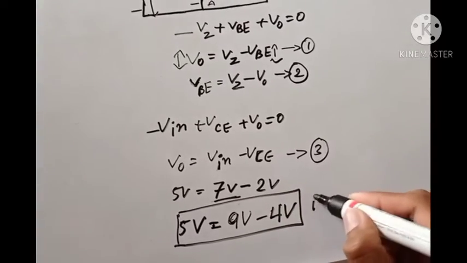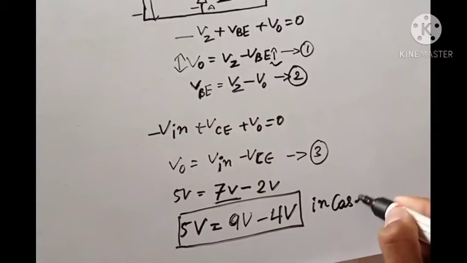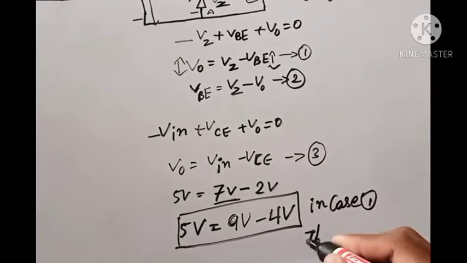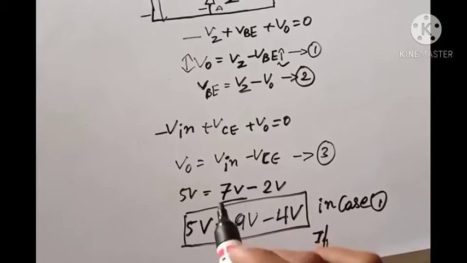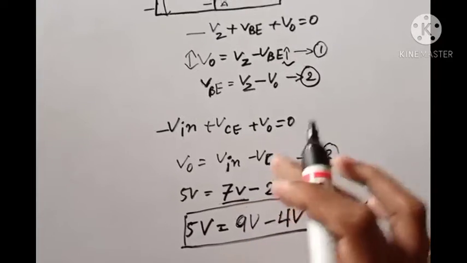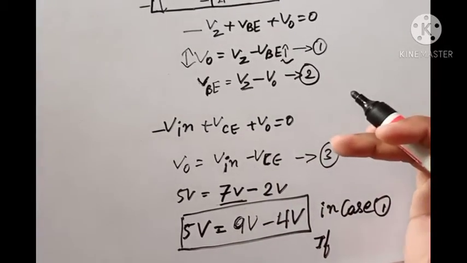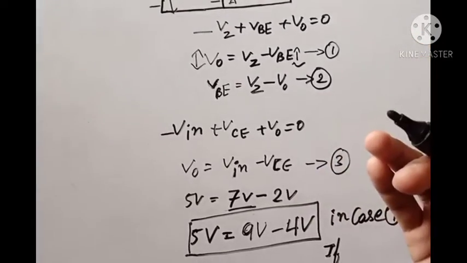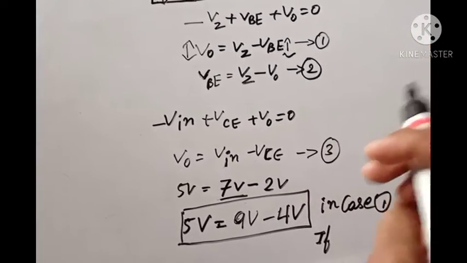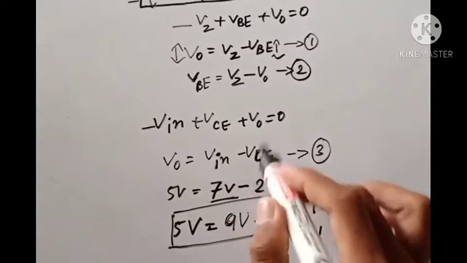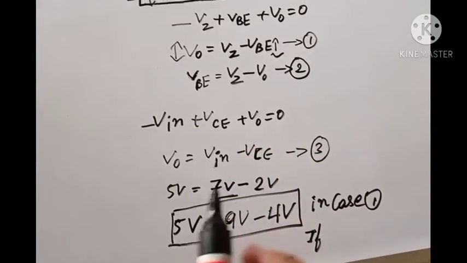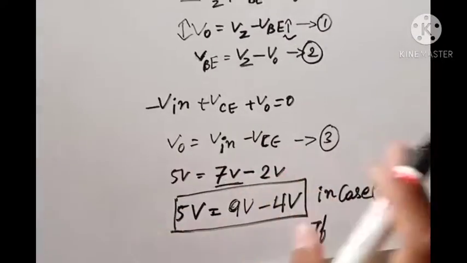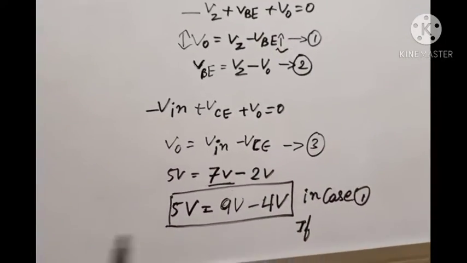In case 1, all this happens if the voltage is raised at the input terminal. Then automatically the VCE, nothing but a variable resistor, controls the output voltage and the output voltage remains constant. Let us discuss case 2.